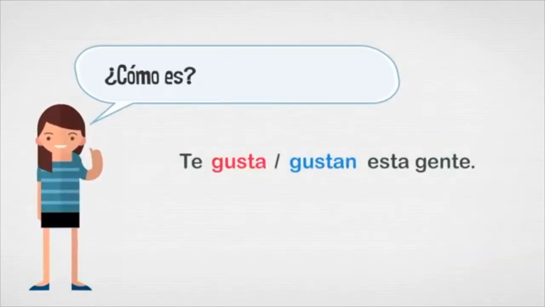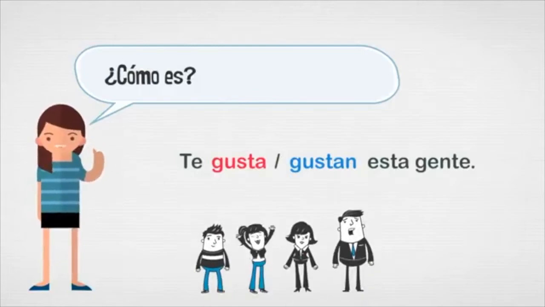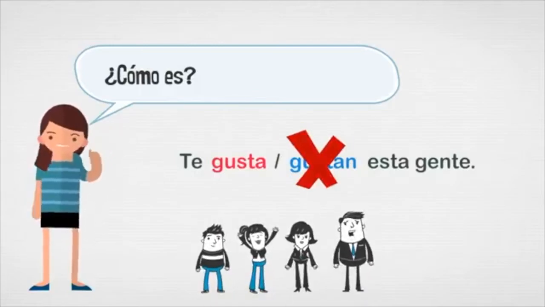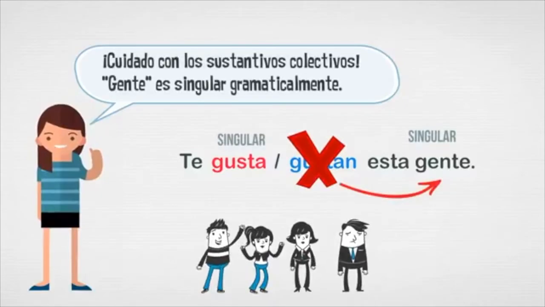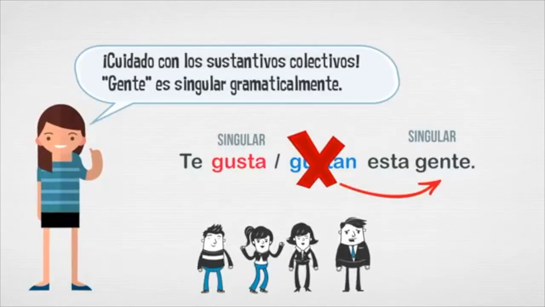¿Cómo es? Te, esta gente. These people. Te gusta esta gente. La gente means people. La gente, the people, la gente is feminine and singular in Spanish. So that means that we must use gusta because la gente in Spanish is singular. Te gusta esta gente. You like these people.